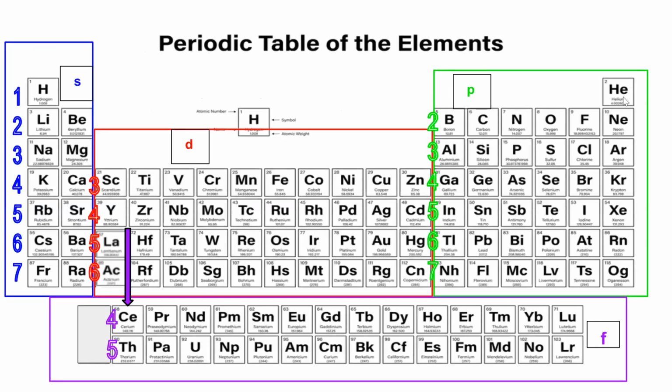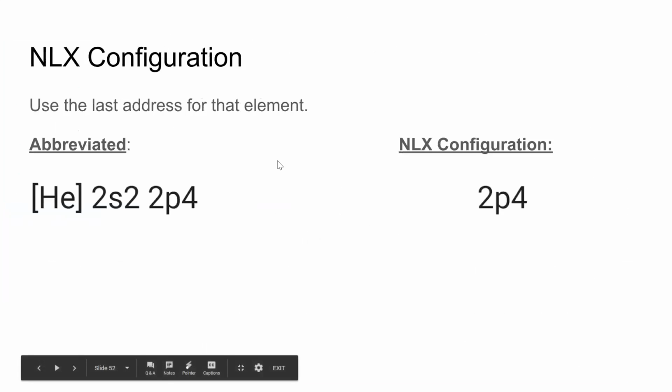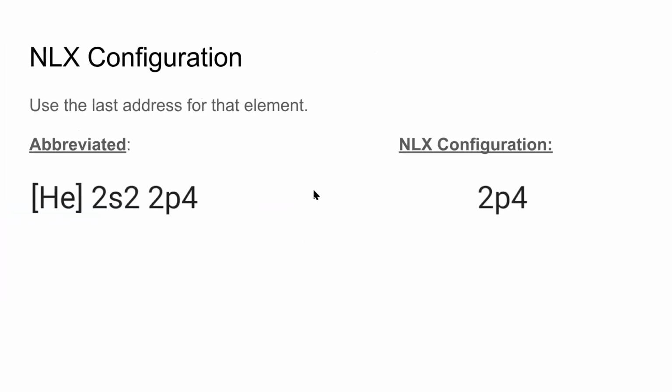So we know that helium is a noble gas over here. So we keep helium in brackets, and then it's 2s2 and then 2p4. Now the Nlx configuration is just basically the last piece of your electron configuration. I don't think your instructor went over this with you, but it's a good way to get a little bit more practice. It's kind of like a helpful tip. So you have your abbreviated right here. You only look at the last piece you filled in, which is 2p4, and that's your Nlx configuration.